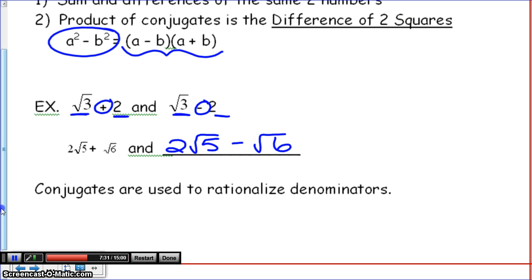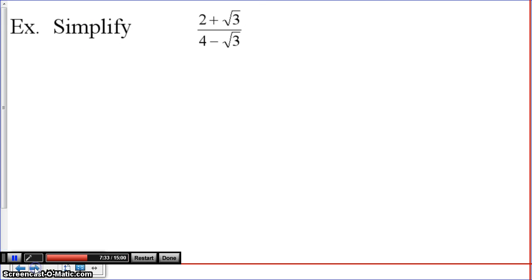Conjugates are used to rationalize denominators. So for example, if I look at my denominator, I have a binomial, meaning if I multiply by the square root of 3, I would have to distribute that, which would not eliminate the radical from my denominator. So in order to get rid of my binomial in the denominator, I need to multiply by the conjugate, which means keep my terms but change the sign in between them. So whatever you do to the bottom, you have to do to the top.